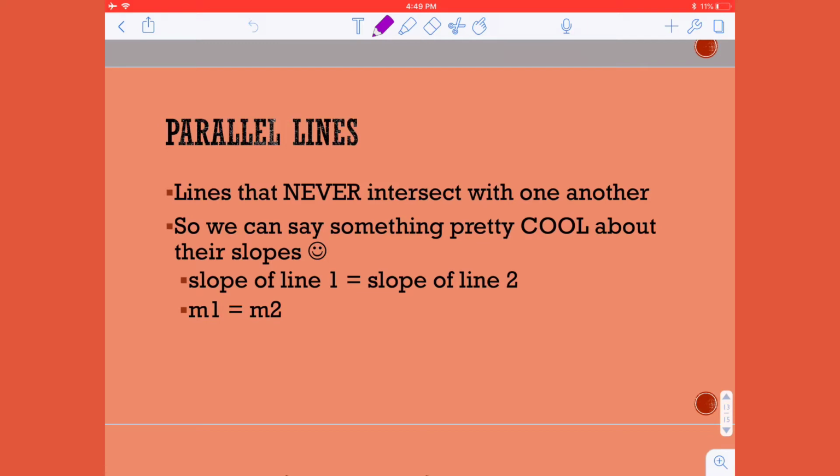So parallel lines are simply lines that never intersect with one another. The cool thing we know about their slopes is that they are equal to one another. So the slope of the first line is going to be the same slope as the second line. The reason for that, and these are not perfect parallel lines here, but the idea is that the rate of change of line 1 is exactly the same as line 2. So as one line increases and moves over, the other line is increasing and moving over that same value. And so they're never going to touch, because as one rises, so does the other, and they both run at the same rate as well.